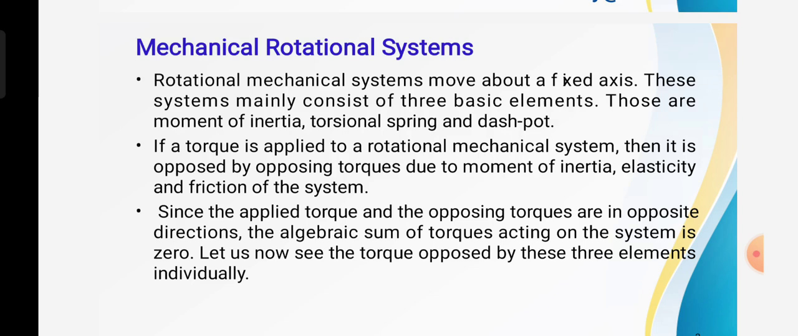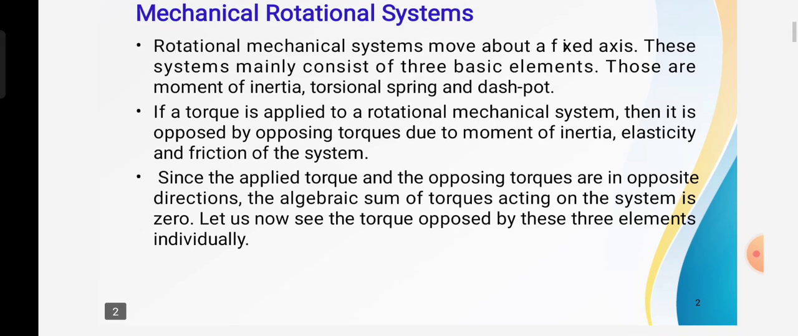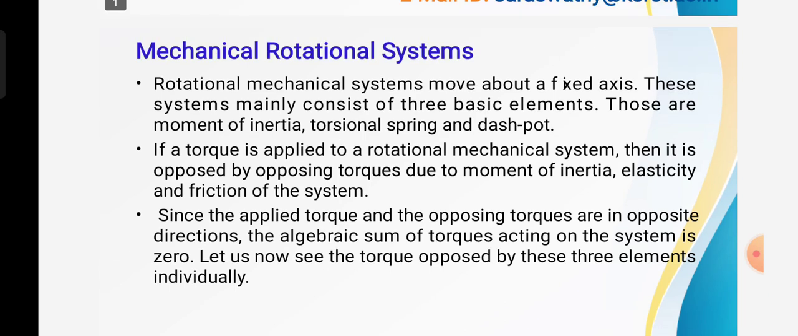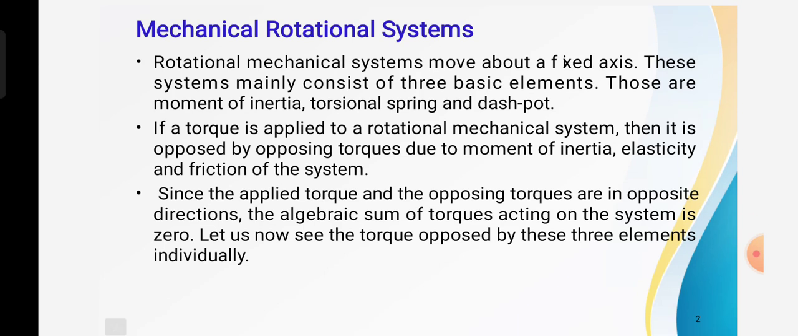Now what is moment of inertia? The weight of the mechanical rotational system is represented by the moment of inertia of the mass. The moment of inertia of the system is considered at the center of gravity of the body. Second, torsional spring means the elastic deformation of the body. And third, dashpot is the friction existing in a mechanical rotational system. The dashpot is a piston rotating inside a cylinder filled with viscous fluid.